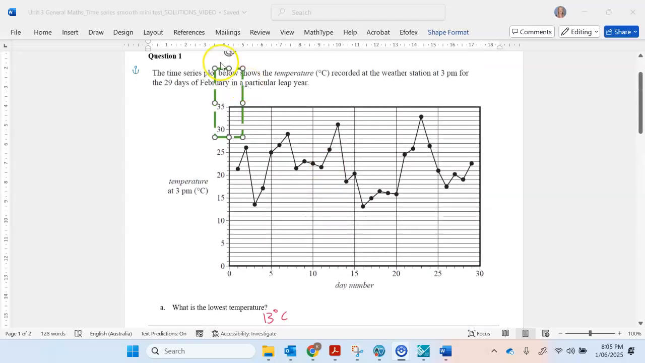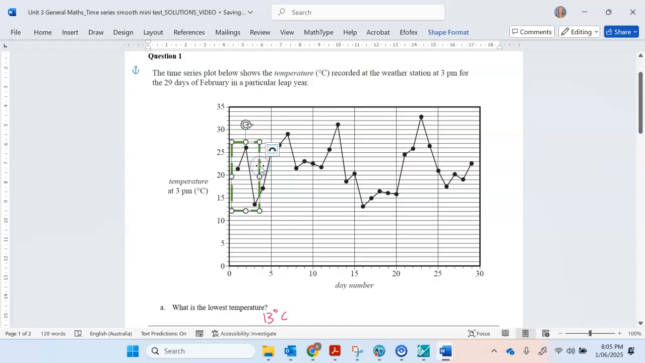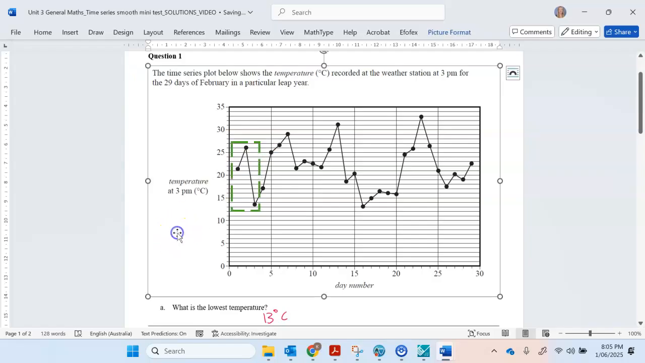So when you're doing smoothing on a graph, you're only doing odd point smoothing. So we've got 3 for this question, but you could do 5. You could also do 7 or 9, but 3 is probably the most common. So we're doing 3 for this one.